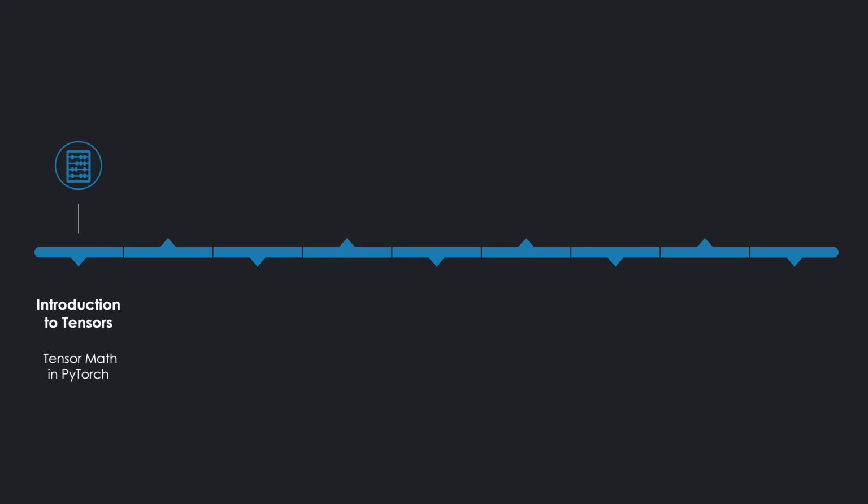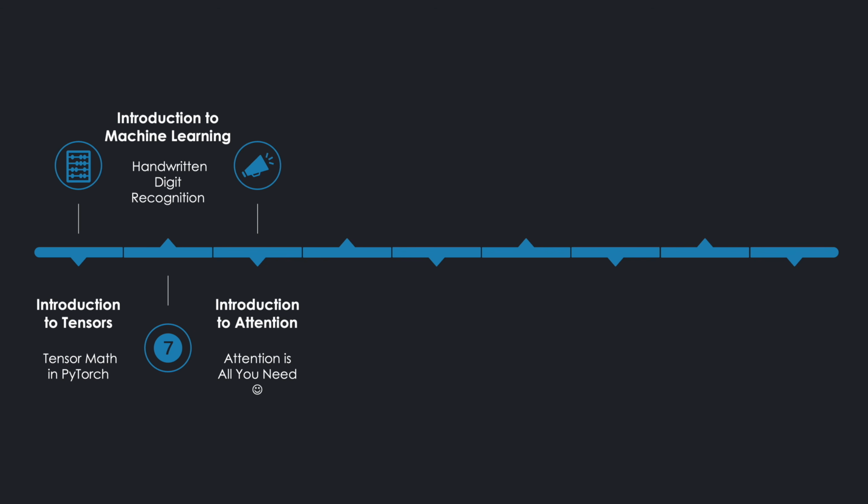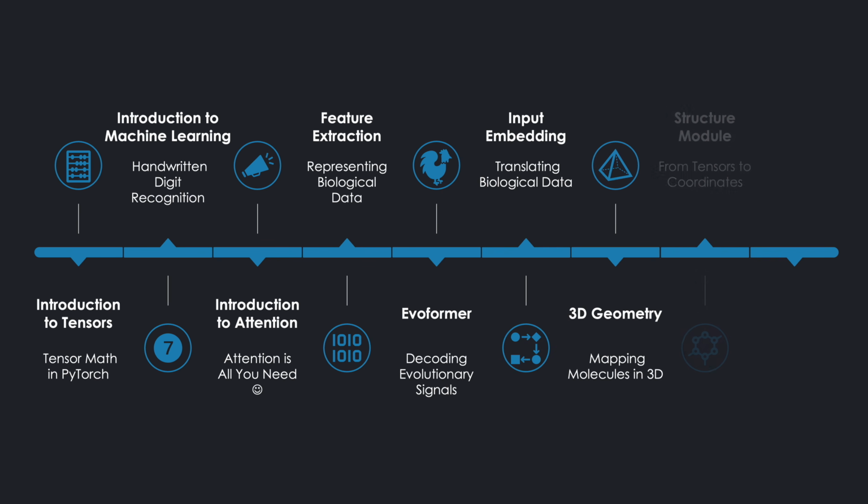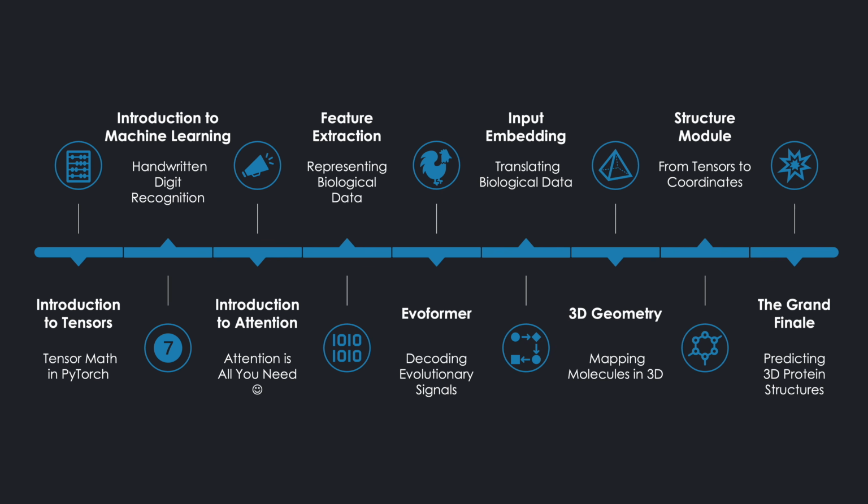Next up, we have 2 more foundational videos on machine learning basics and the attention mechanism. After that, we'll dive into AlphaFold specific modules: feature extraction, the evoformer, input embeddings, 3D geometry, the structure module, and finally, putting it all together.